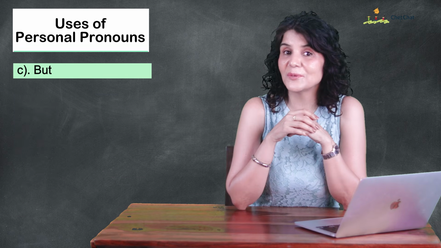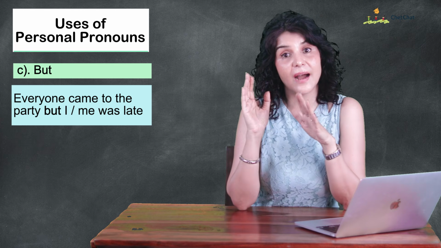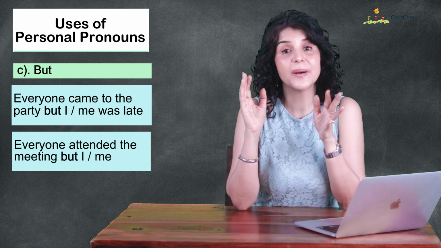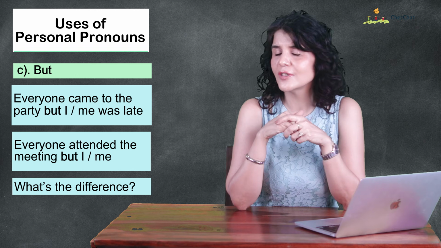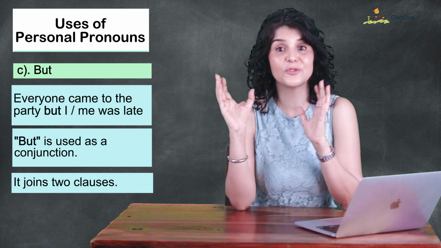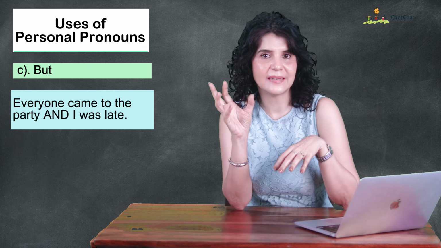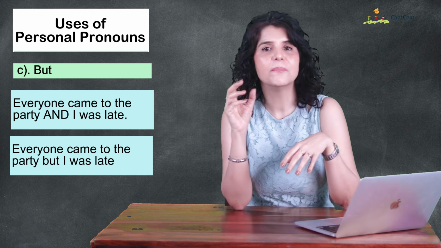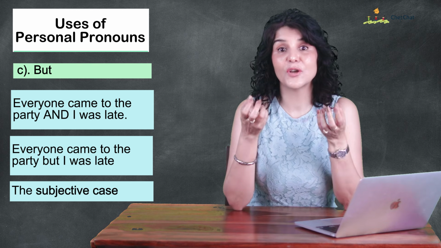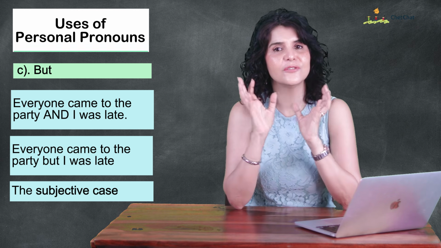What about when but is used? Take a look at these two sentences. Everyone came to the party, but I or me was late. Or everyone attended the meeting, but I or me. What's the difference? In the first sentence, but is used as a conjunction. It joins two clauses, similar to and. Everyone came to the party and I was late. So we would say everyone came to the party, but I was late. And we would use I, the subjective case, because it is the subject of the second clause. Two clauses joined by and.